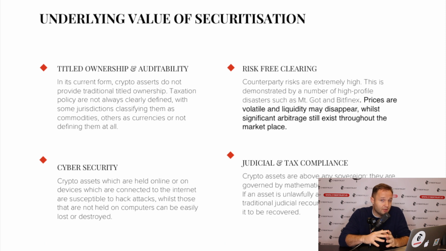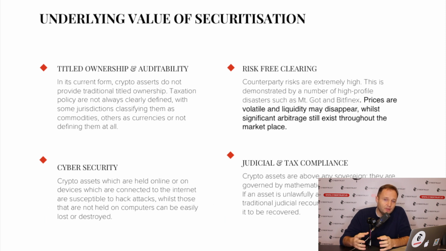And this is a very important part because crypto right now does not have such a simple thing as titled auditable ownership. But by creating a security with a SIN number, it automatically creates that. So that's number one. Number two is risk-free clearing.